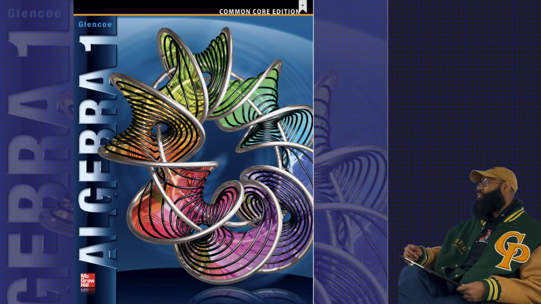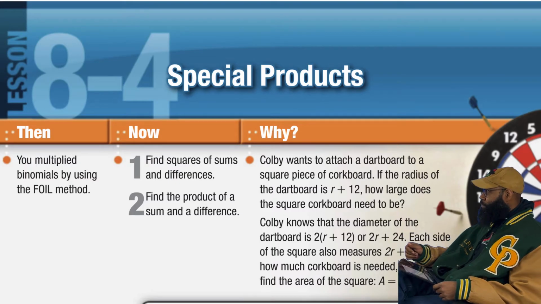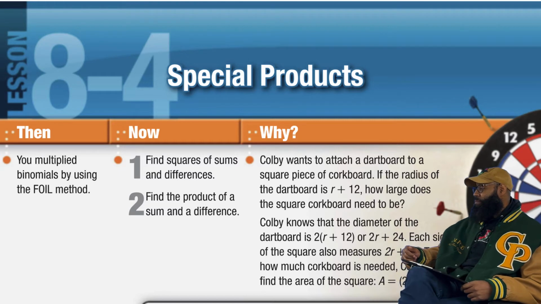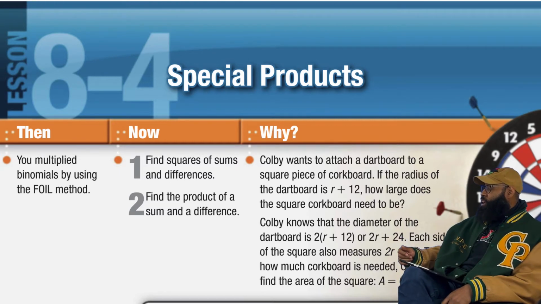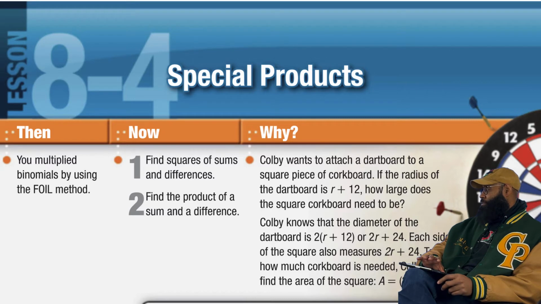Taking care of Chapter 8, Lesson 4. Learning objective from the textbook. Number 1, find squares of sums and differences. Number 2, find the product of a sum and a difference.